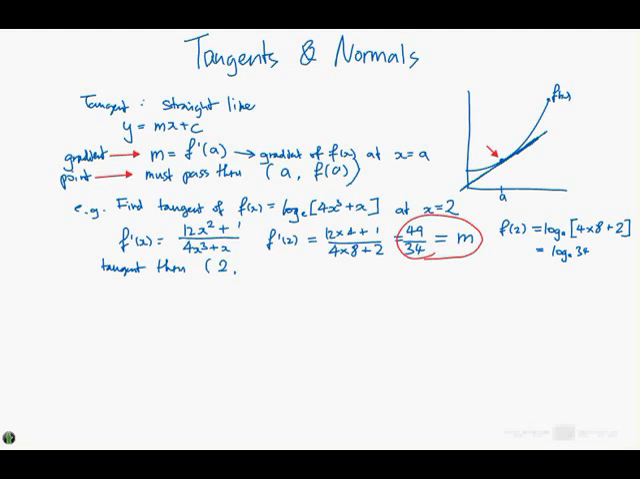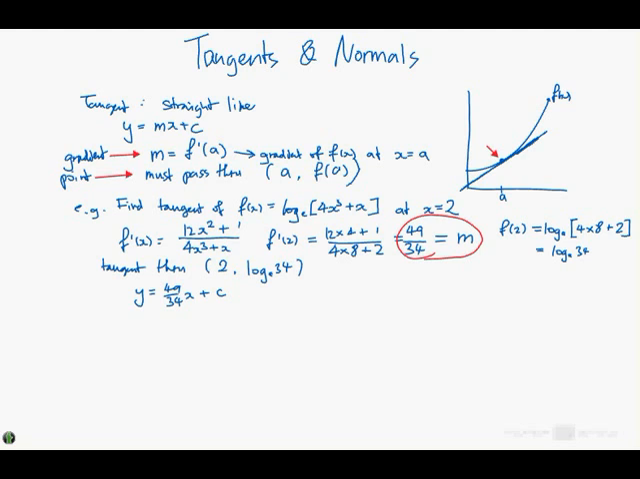Alright, so x is 2, and the y value is log 34. You don't need to worry too much about what that exactly is. We're just going through that point. Okay then, so far we have y equals 49 on 34 x plus c.